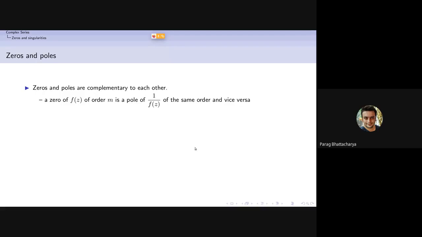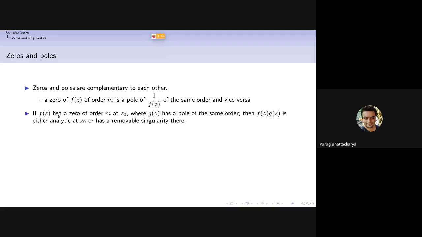Now some properties that you need to remember. Zeros and poles are complementary to each other. So if I have a function f of z which has got a 0 of order m, and you take the inverse of this function, 1 by f of z, then what was the 0 for f of z will become a pole of the same order for the inverse function. If it's order 2, then it will become a pole of order 2, and vice versa. So zeros and poles have this complementary behavior.